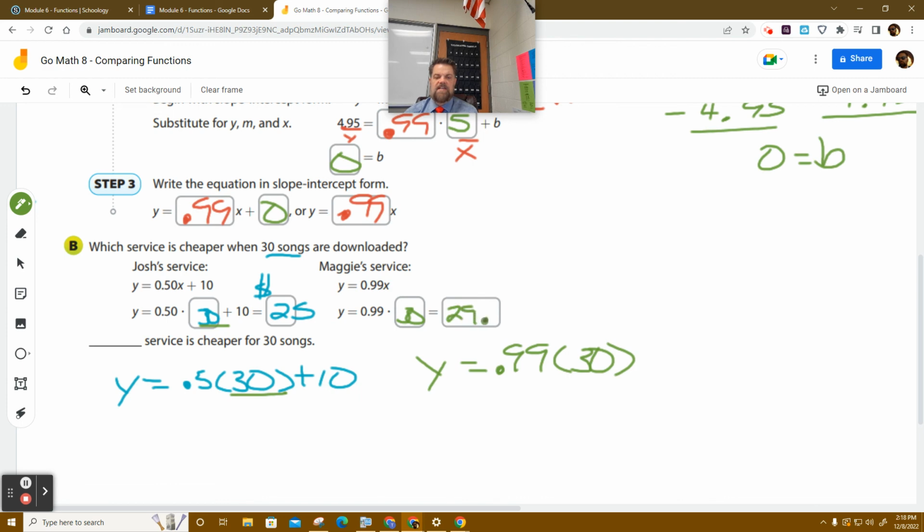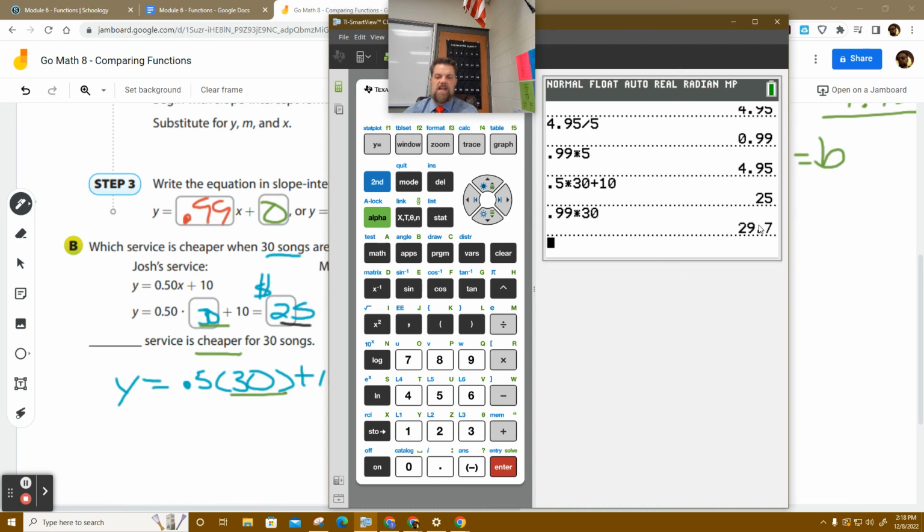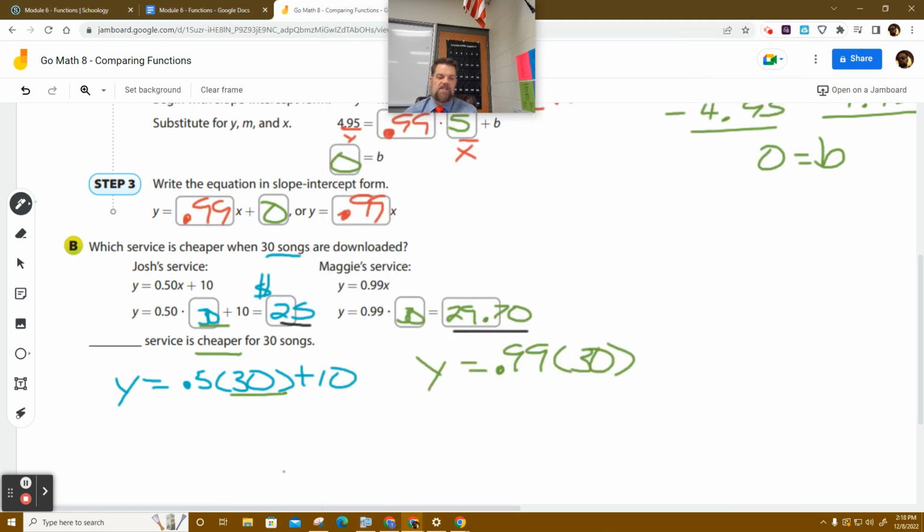So 29.70, right? So then to find the difference, because one of them's cheaper than the other, what do I do to find the difference between this price and this price? Subtract them. So I'm going to go into the calculator and I'm going to say 29.70. You got to take the bigger one. And then subtract. Oh, it doesn't ask how much. Well, let's find out anyways. Minus 25. So it's actually $4.70 cheaper, but whose service is cheaper? Josh's. Josh's service is cheaper. Okay, does that make sense?